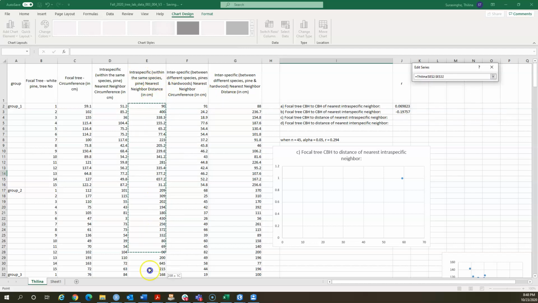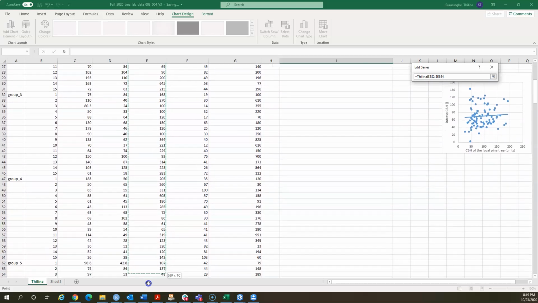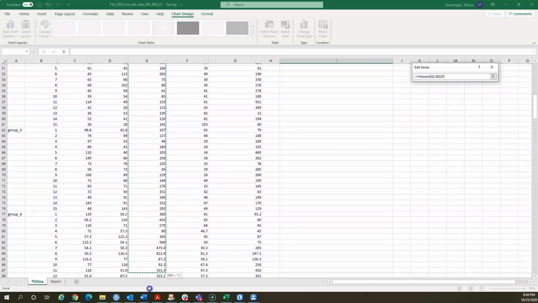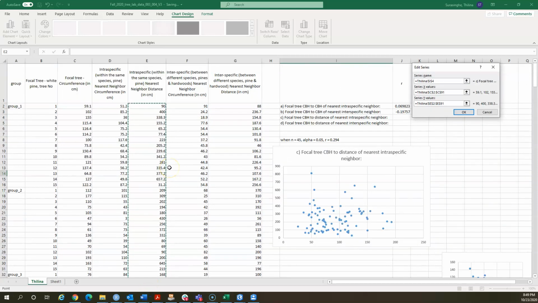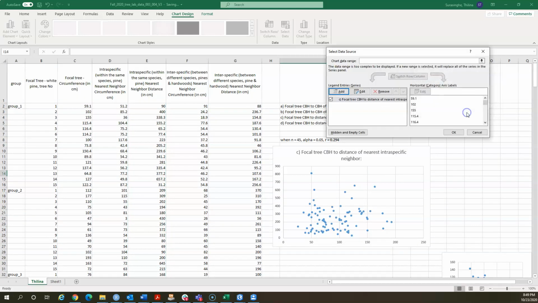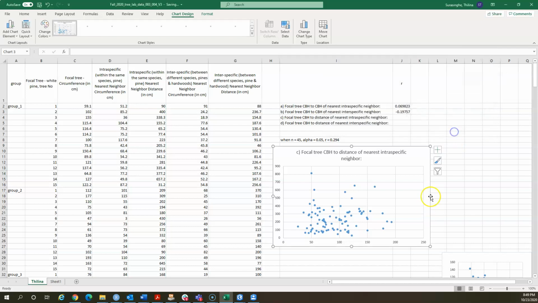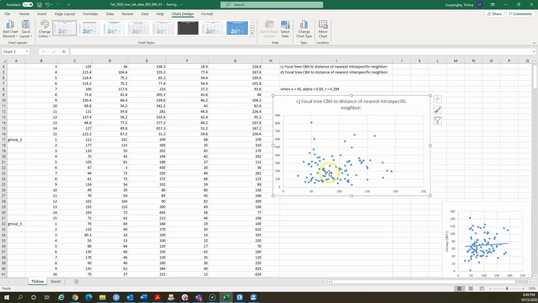So I'm going to select all of that data. Make sure to select all the numbers. Make sure not to select the column heading. And then I hit OK, and hit OK again. So yeah, you have what you need.